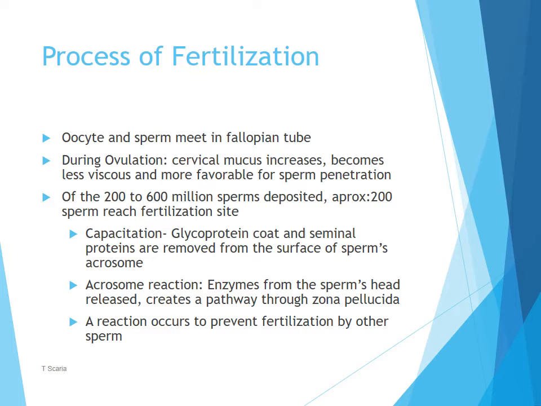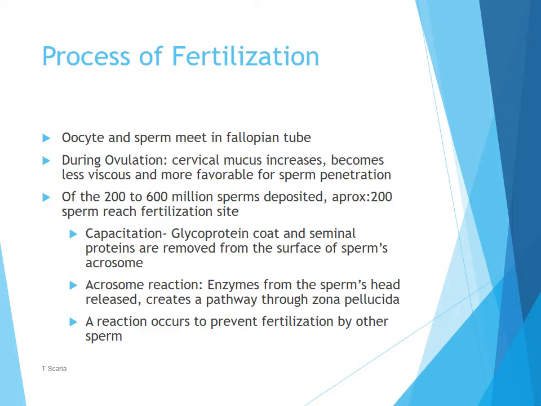Now let us talk about what happens during fertilization. The oocyte, that is the female gamete, and the sperm, which is the male gamete, meet in the fallopian tube. So remember this, fertilization happens in the fallopian tube. And during ovulation, cervical mucus increases, becomes less viscous and more favorable for sperm penetration.